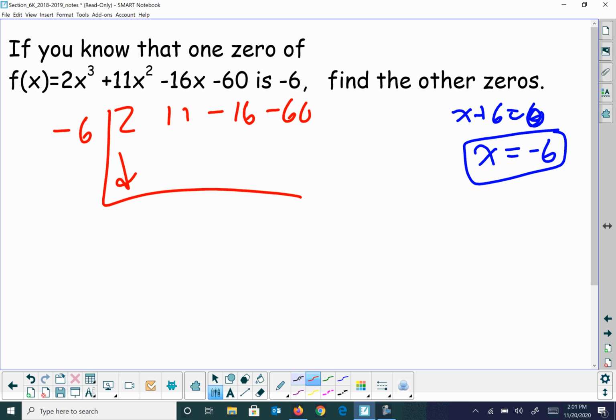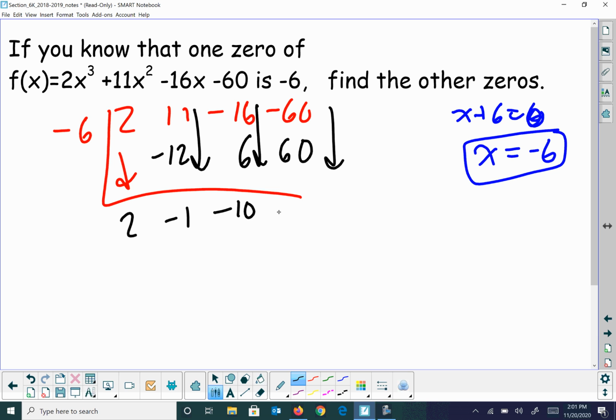Bring the 2 straight down. So that gives me negative 12. That gives me negative 1. It's 6. That's negative 10. Multiply that. I get 60. And I just keep adding straight down on each of those. And that gives me a 0. So that verifies that. So then I have 2x squared minus x minus 10 equals 0.